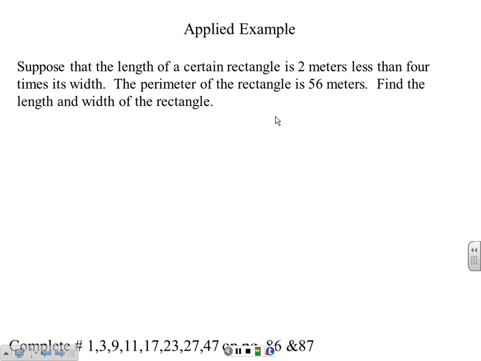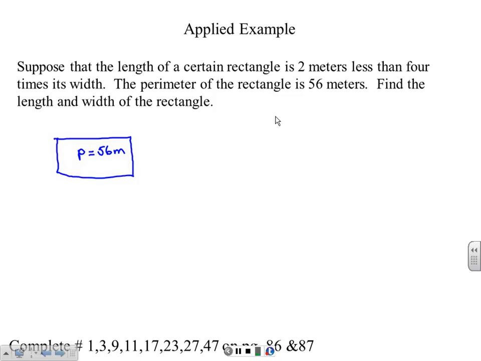Alright, so let's try some applied problems. Suppose that the length of a certain rectangle is 2 meters less than 4 times its width. The perimeter of the rectangle is 56 meters. Find the length and the width of the rectangle. So let's draw this rectangle and see if we can pick this problem apart. I know that the perimeter for this rectangle is 56 meters.